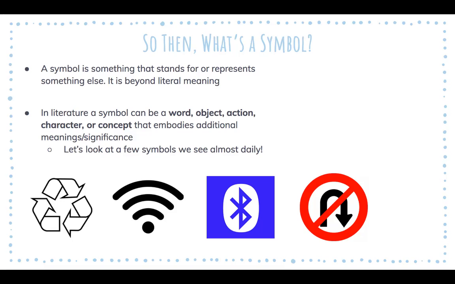All right. I'm not saying that every single time a character or a person wears black that they're evil, but that is representative of dark things. So it depends on the context of the book, and it also depends on the author's meaning, what they're trying to convey. And in literature, a symbol can be a word, an object, maybe an action, a character, or a concept that embodies additional meanings and significance.